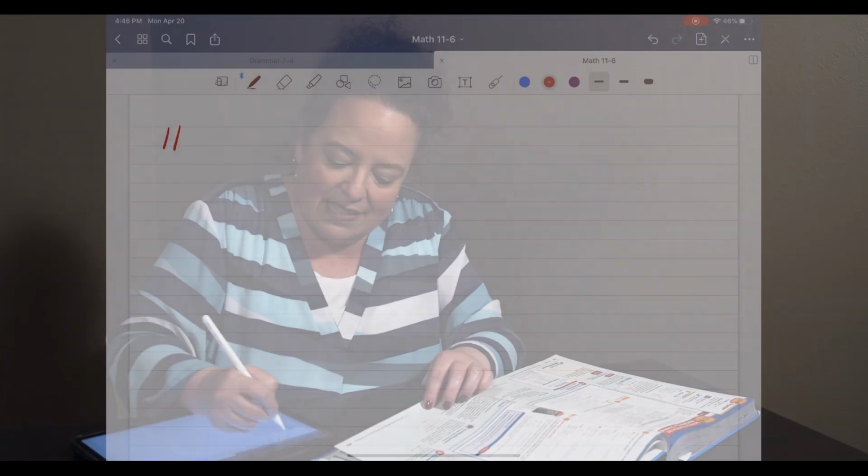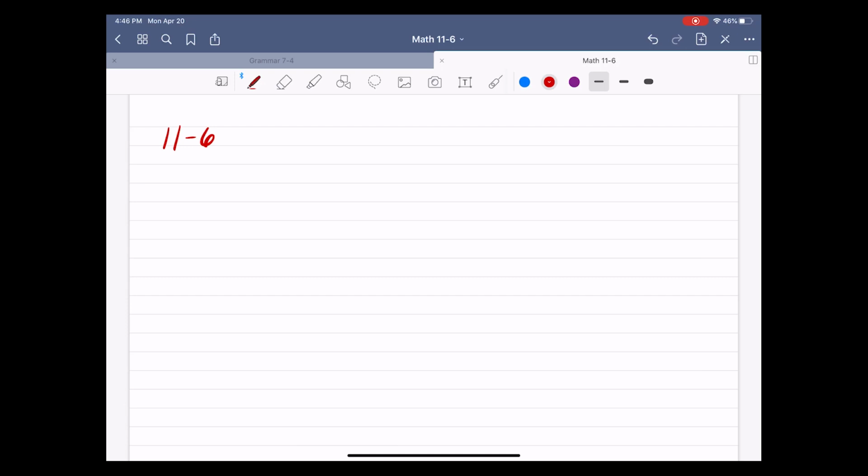Today's lesson is 11-6. And we're going to start with page 494, and we're going to do numbers 1 through 7 together. Number 1, W over 8 is less than negative 4. I'm going to rewrite my problem, and I'm going to put my 4 into fraction form. W over 8 is less than negative 4 over 1.